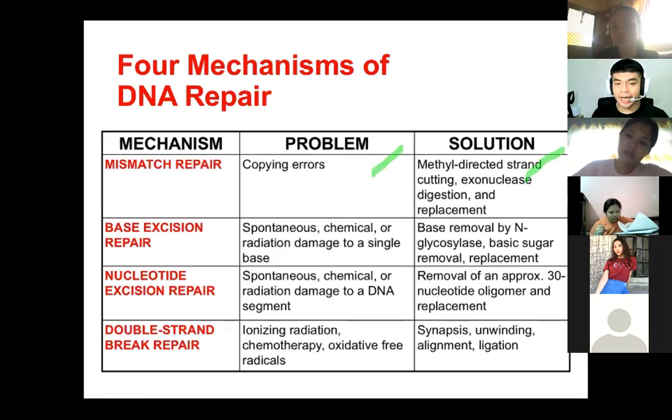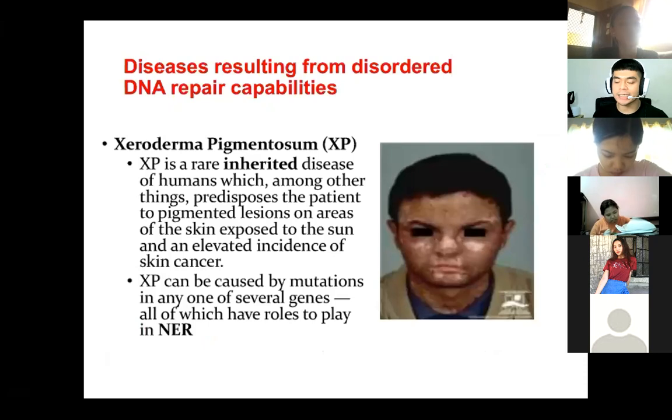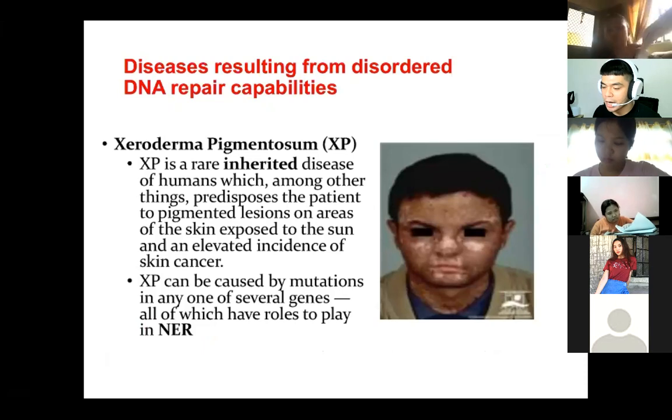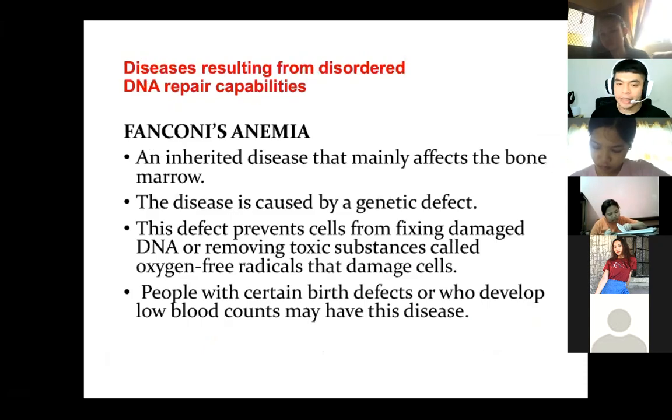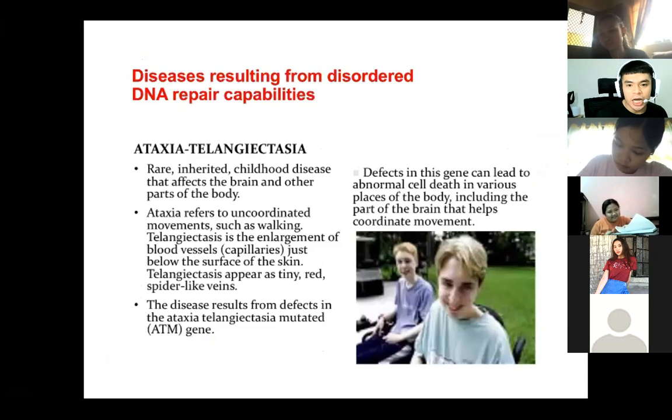And then, in case na hindi na talaga ma-manage or hindi mako-control ang proper repair of damaged DNA, that could of course lead to different diseases. Pakibasa na lang class yung mga iba't ibang klase ng diseases related to DNA repair disorders like Xeroderma pigmentosum. So pakibasa na lang po. And then Fanconi's anemia, yung characteristics ng Fanconi's anemia, and Ataxia telangiectasia. Okay? So yan yung mga iba't ibang diseases related to disordered DNA repair capabilities.